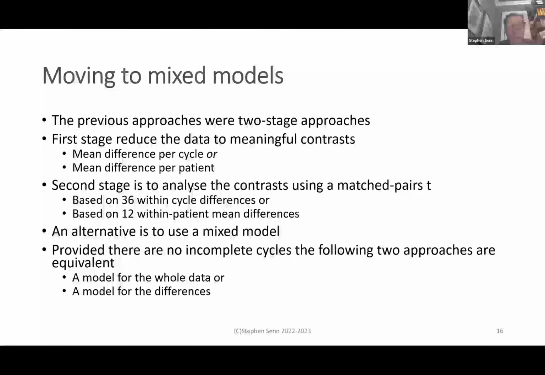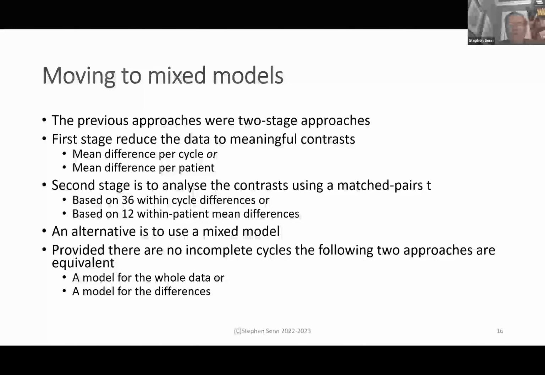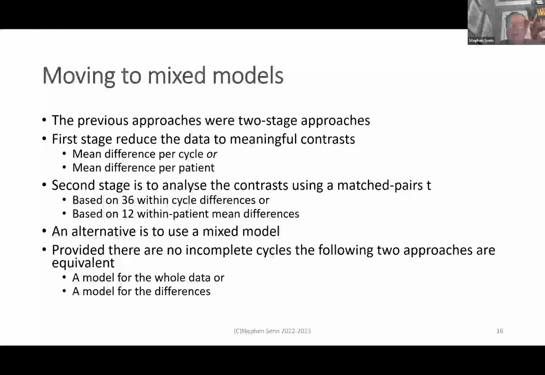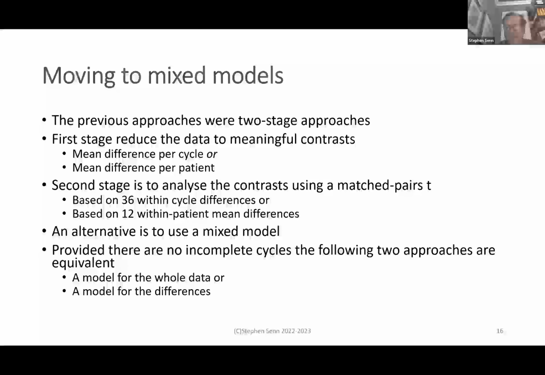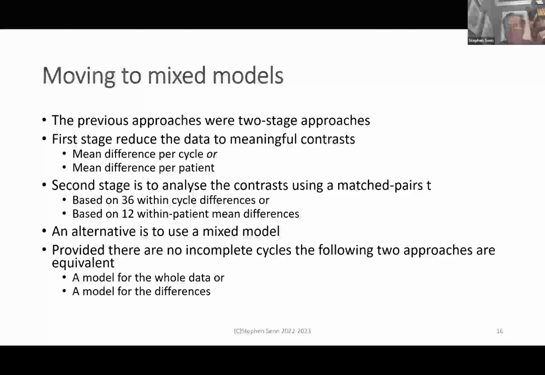So the previous approaches were 2-stage approaches. The first stage was to reduce the data to meaningful contrasts, either mean difference per cycle or mean difference per patient. The second stage is to analyze the contrast using a matched pairs t-test, based on 36 within cycle differences or based on 12 within patient mean differences. An alternative is to use a mixed model.